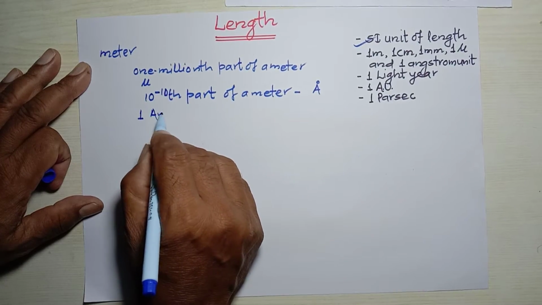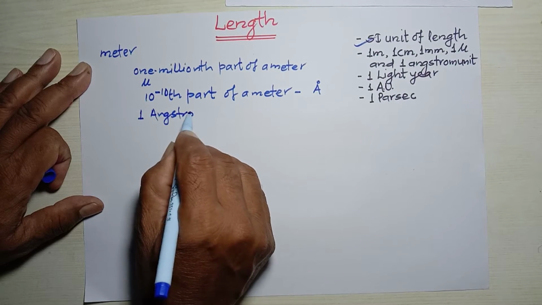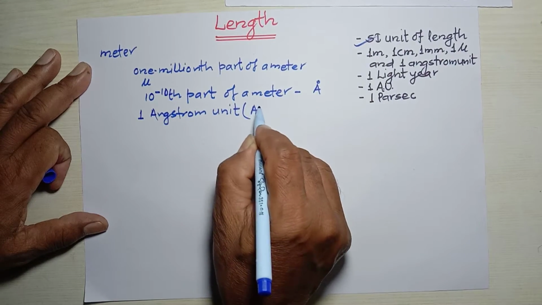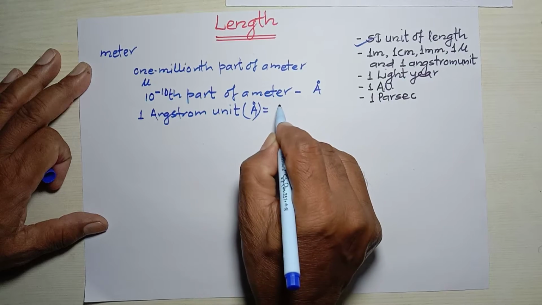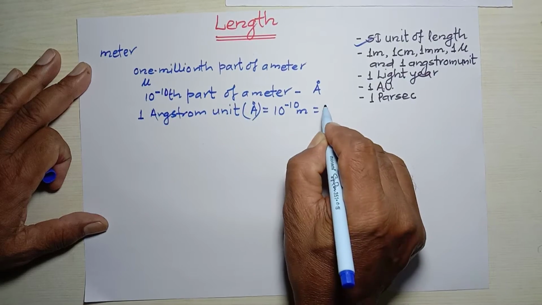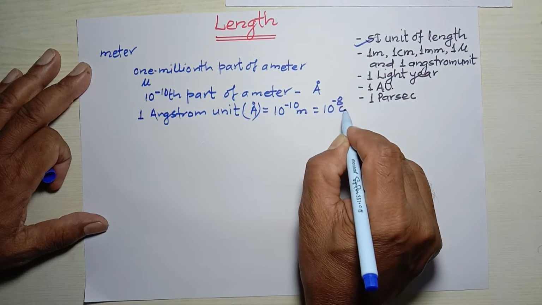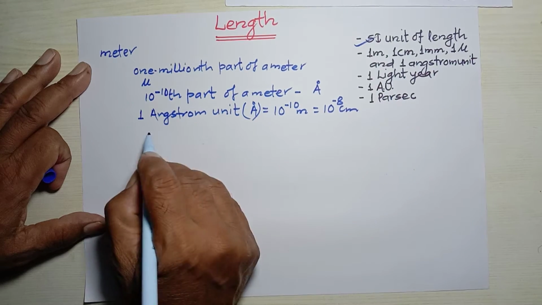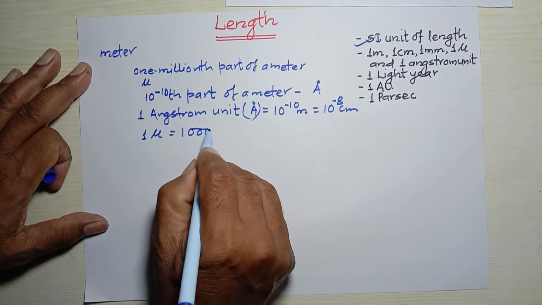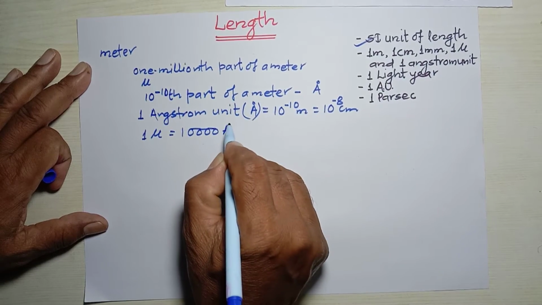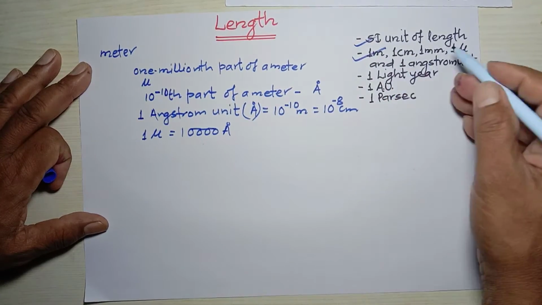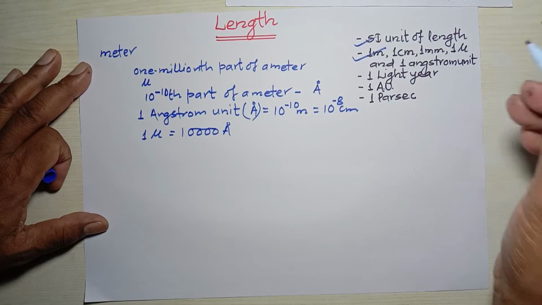Now we can write the relation between them also. 1 angstrom unit, which is symbolized like this, is equal to 10 to the power minus 10 meter, and this is equal to 10 to the power minus 8 centimeter. And 1 micron is equal to this much angstrom unit. This way we can relate them. So I defined 1 meter, 1 centimeter, 1 millimeter, 1 micron, and 1 angstrom unit also.